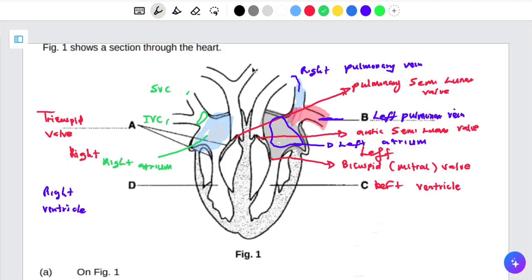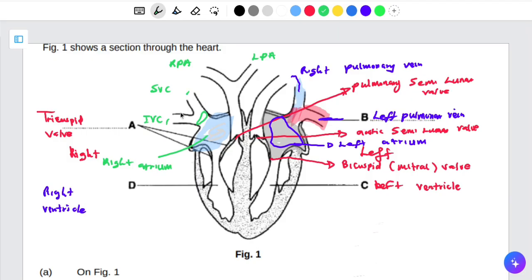Then this one here is called the pulmonary artery. So we have the left and the right. So this one has to be the left pulmonary artery. Then this one is going to be called the right pulmonary artery. So even these, they go to the lungs. These are the ones that take deoxygenated blood to the lungs.